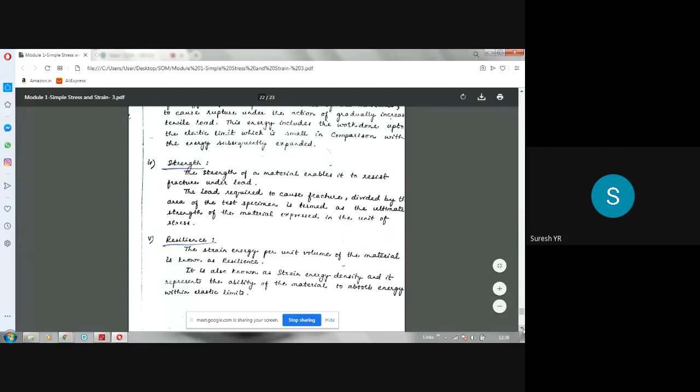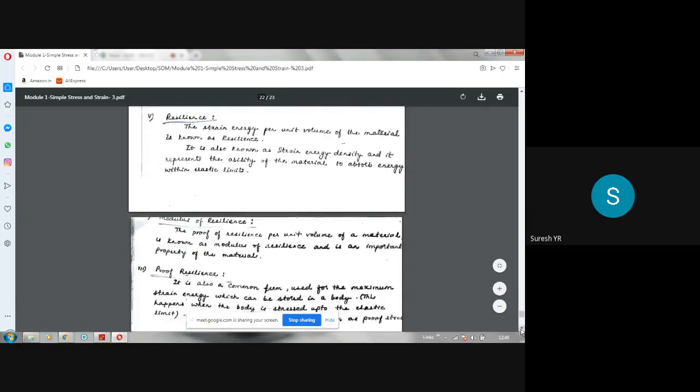Resilience. The next word is resilience. The strain energy per unit volume of the material is known as resilience. So it is a measure of strain energy. Energy is normally expressed in joules, so strain energy is joule per meter cube per unit volume. Joule per meter cube is the unit of resilience. It is also known as strain energy density because it is expressed over unit volume, and it represents the ability of the material to absorb energy within elastic limits. Of course, toughness and resilience are almost synonymous.